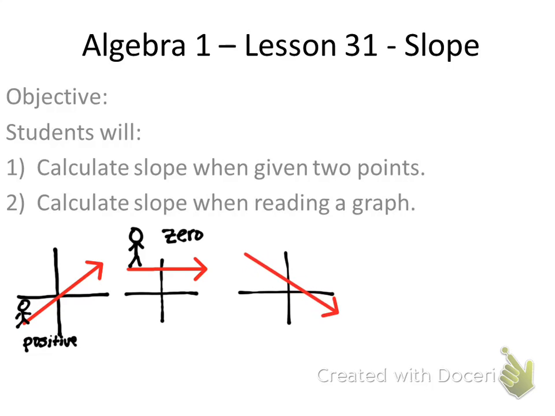and of course you go down. What kind of slope is this, everyone? Negative. Negative slope. Okay.